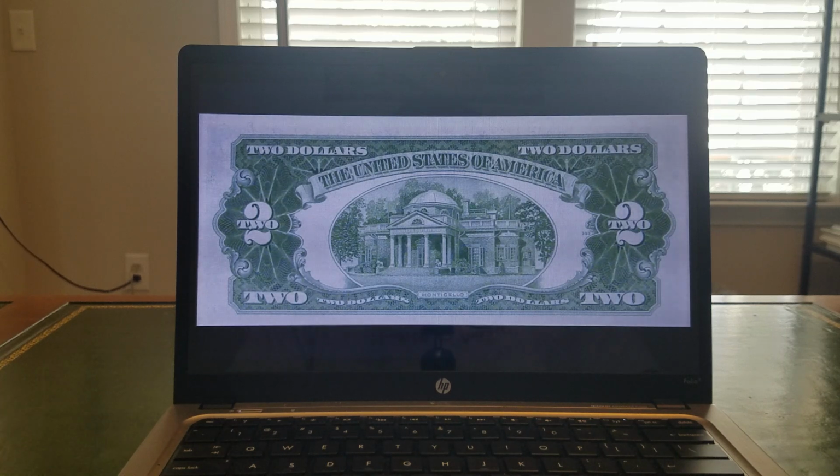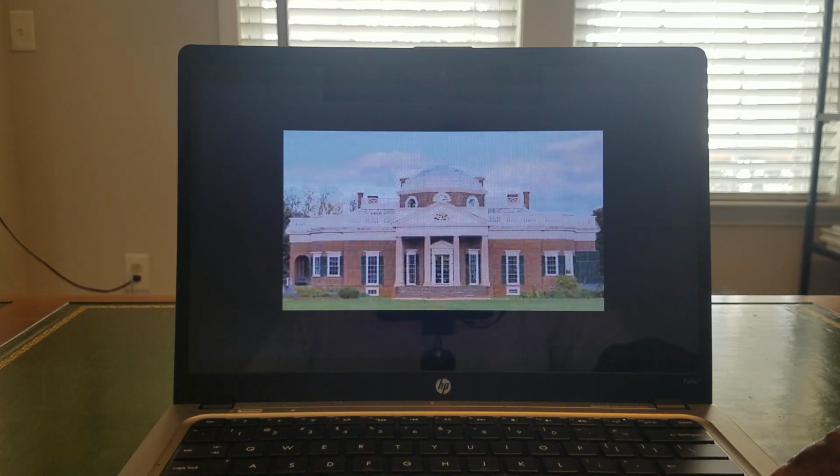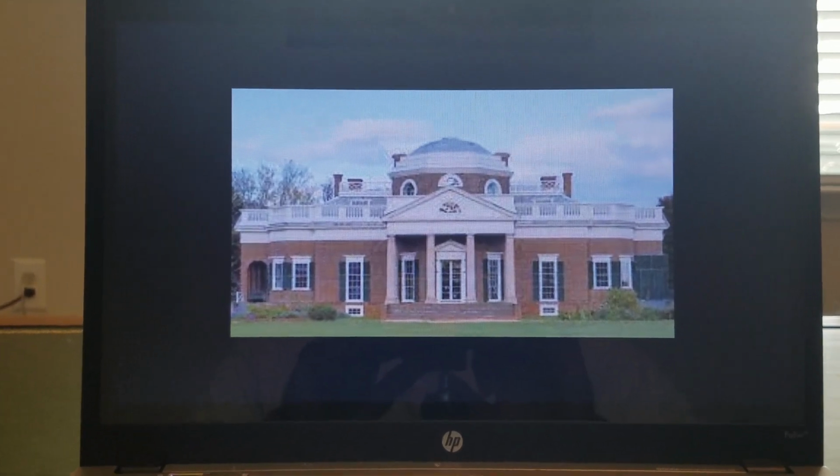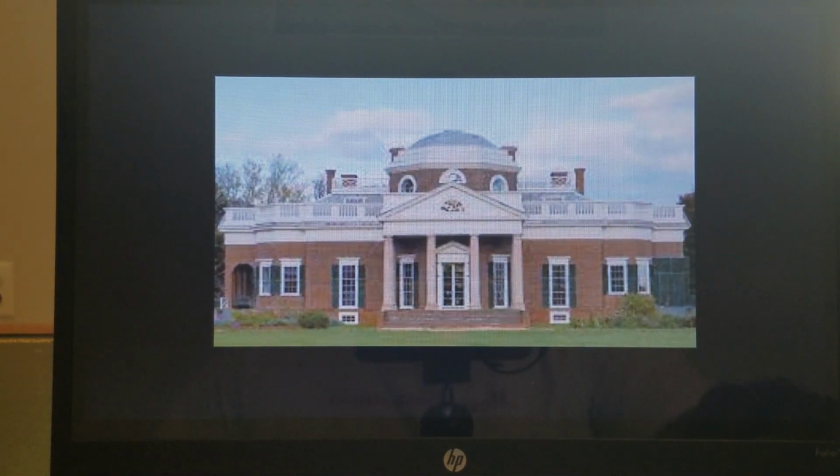Now, due to its architectural and historic significance, the property has been designated a National Historic Landmark. I'll get an image of it right there. And you can see why it's a beautiful home. It's a beautiful looking space.